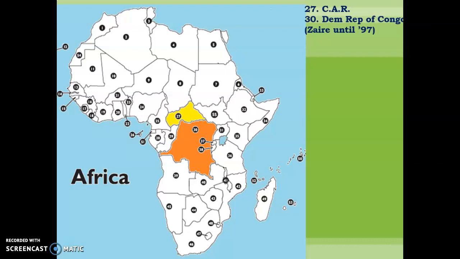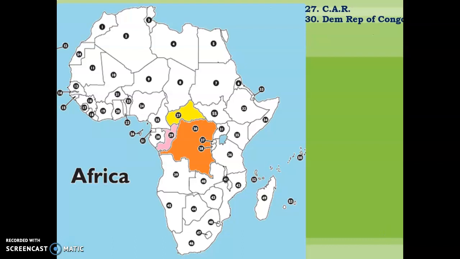And it's along the Congo River. After we label the countries, we're going to label some major physical features like mountains, lakes, rivers, oceans, deserts. And the Congo River flows along the Democratic Republic of the Congo, which makes perfect sense.